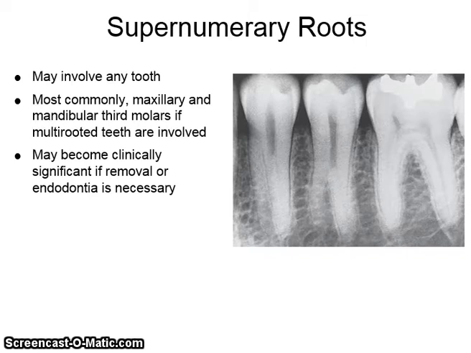Supernumerary roots may involve any tooth. Most commonly, they are seen in maxillary and mandibular third molars if multi-rooted teeth are involved. They may become clinically significant if removal or endodontics is necessary. Here is an example of a supernumerary root on a premolar.